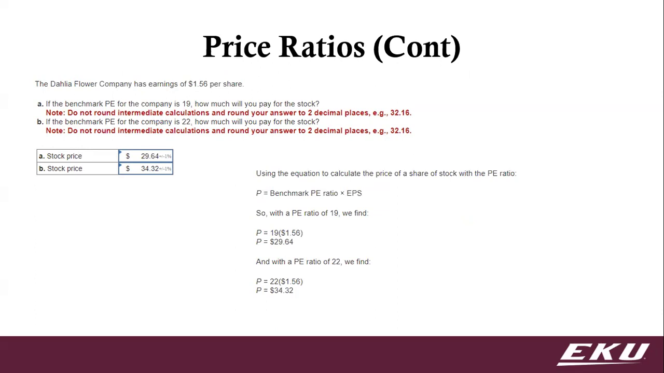Here's another one, but this one is using actual earnings, right? So we can use the price to earnings ratio. In this one, they told us the two different PE ratios, 19 and 21, or 19 and 22. They also told us what the earnings per share was. So you can just multiply that, and that would tell you what the stock price should be based on the PE ratio.